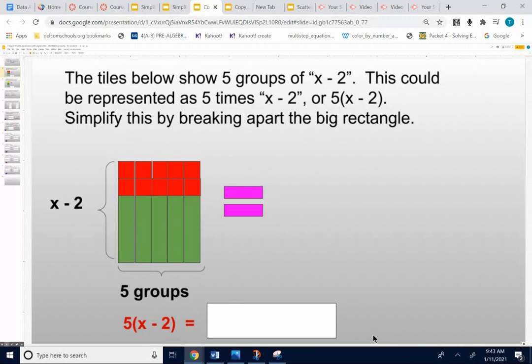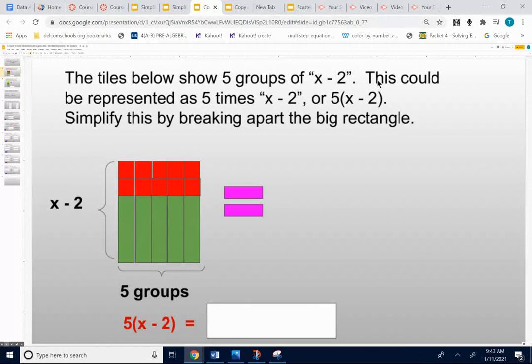Okay, what we're doing here is we're showing you 5 groups of x minus 2. So we have 5 groups, and each of these 5 groups has an x, a green rectangle, and 2 negatives. So this is 5 groups of x minus 2 arranged in a great big rectangle, and that's what you could think of as 5 times x minus 2.